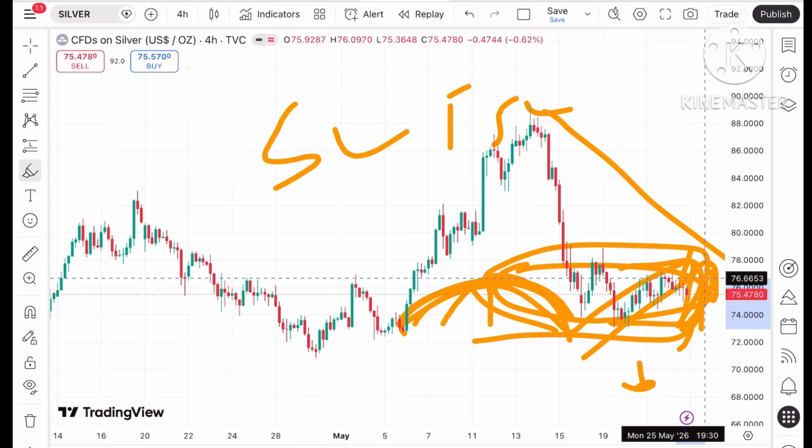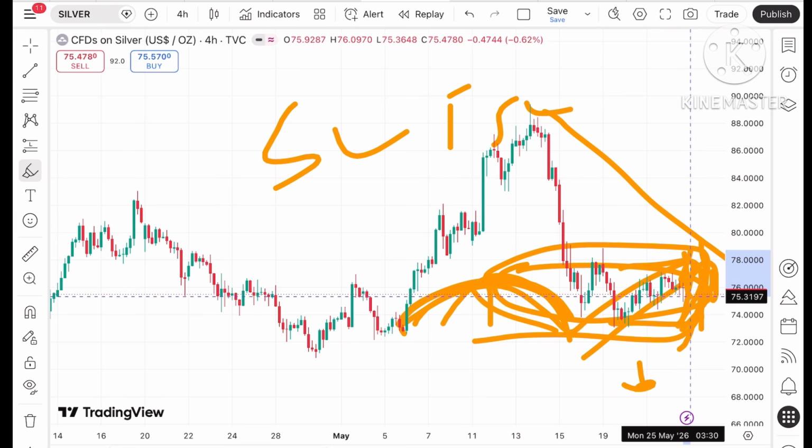On the bullish side, we can see if it started going above 77, a further high can be seen towards $78, and then a further upside. But if it keeps moving below 75, chance of touching 74.2, and then a further fall can be seen.